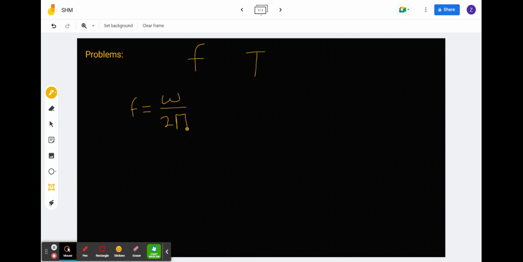Because omega is the number of radians per second, and 2 pi radians is a cycle, you divide by 2 pi to get the number of cycles per second. And cycles per second is also called hertz, which is a unit of frequency denoted by Hz. T, on the other hand, stands for period, which is the number of seconds for one cycle to happen. And this is 1 by f, which, as we have seen, is given by 2 pi by omega, just by flipping this equation.